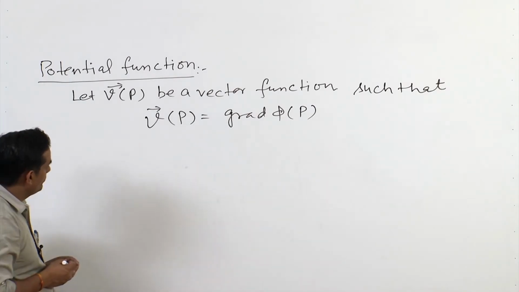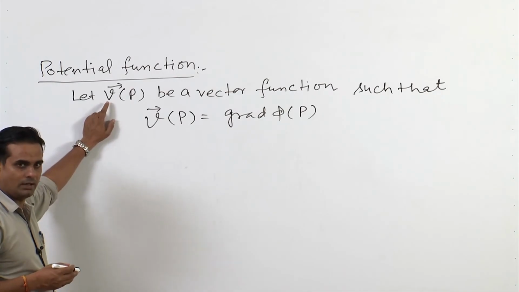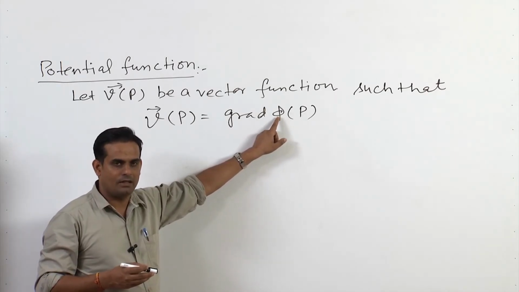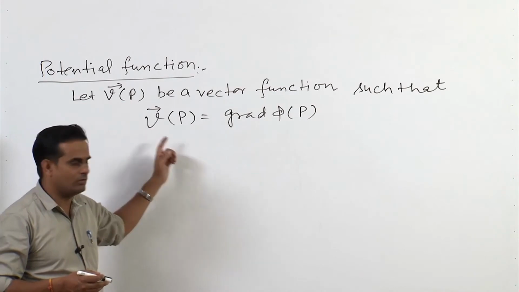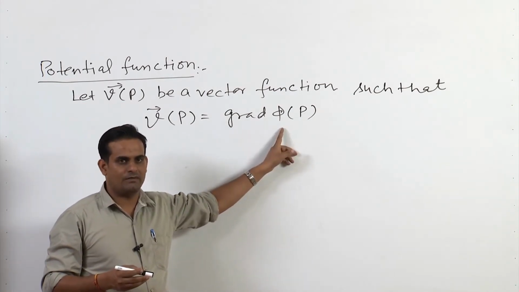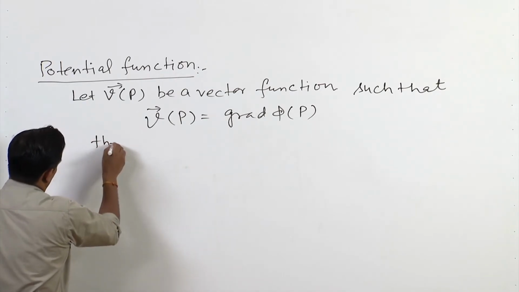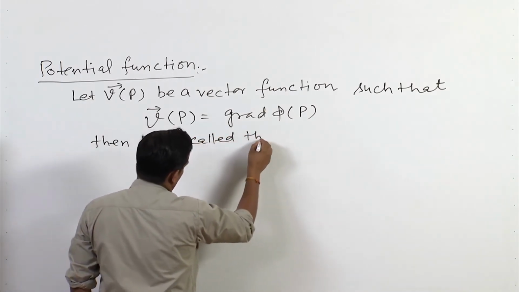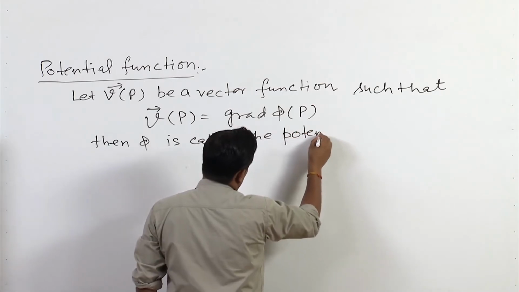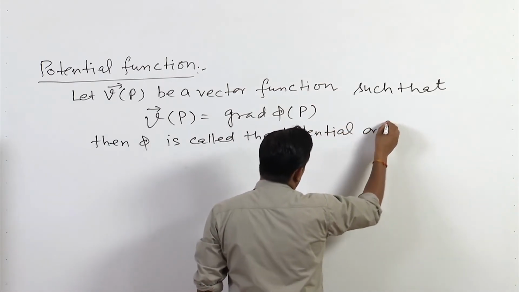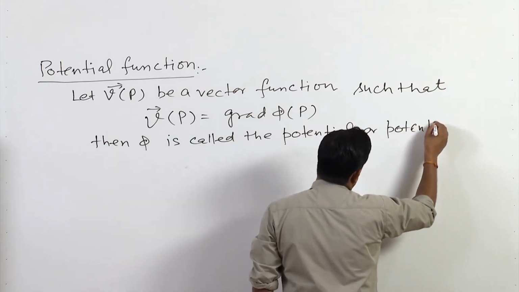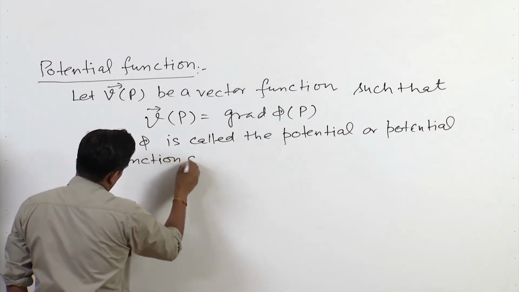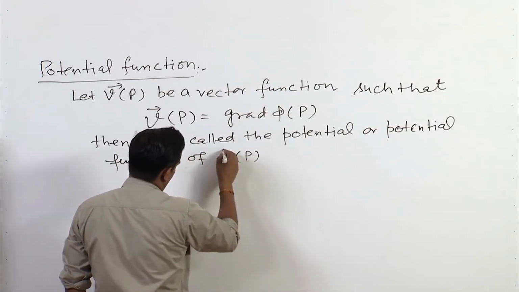Now, if this happens, means if for a given vector we can find a scalar function phi such that the vector function V equals the gradient of that scalar function phi, then the scalar function phi is called the potential or potential function of vector function V.